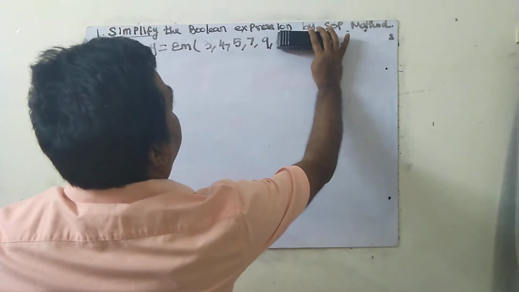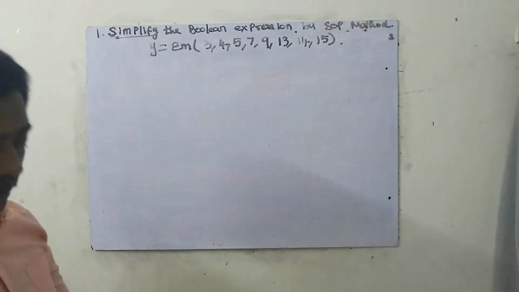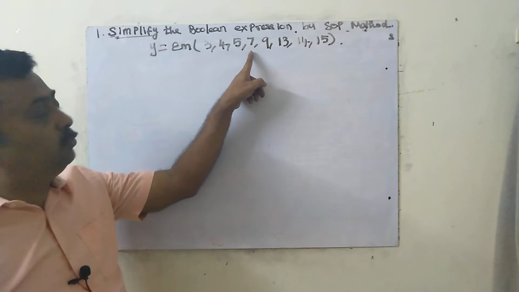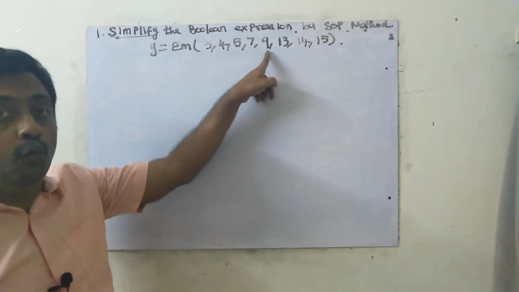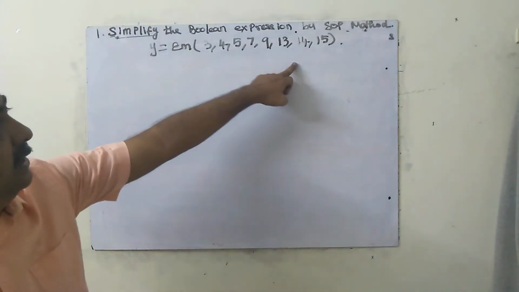Suppose it is like this, 7, 9 is coming. Once 9 comes into the picture, it is a 4 variable problem only. Because 7 means 1 1 1, but 9 means 1 0 0 1. So it is a 4 variable problem. Whether given is minterm, in this location I need 1.